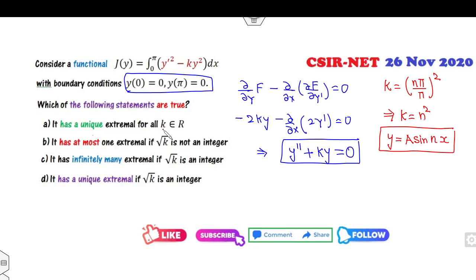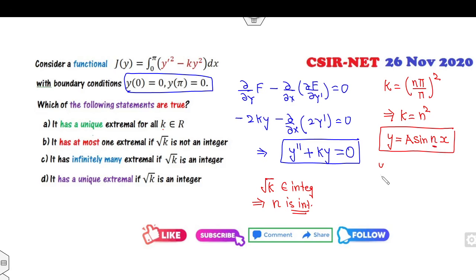has a unique solution for all k, has at most, okay, k is an integer or non-integer. Okay, firstly we can see if this is an integer. That means if root of k is an integer, that means n is an integer. If n is an integer, then which of the following statements is true? Then this number is an integer.